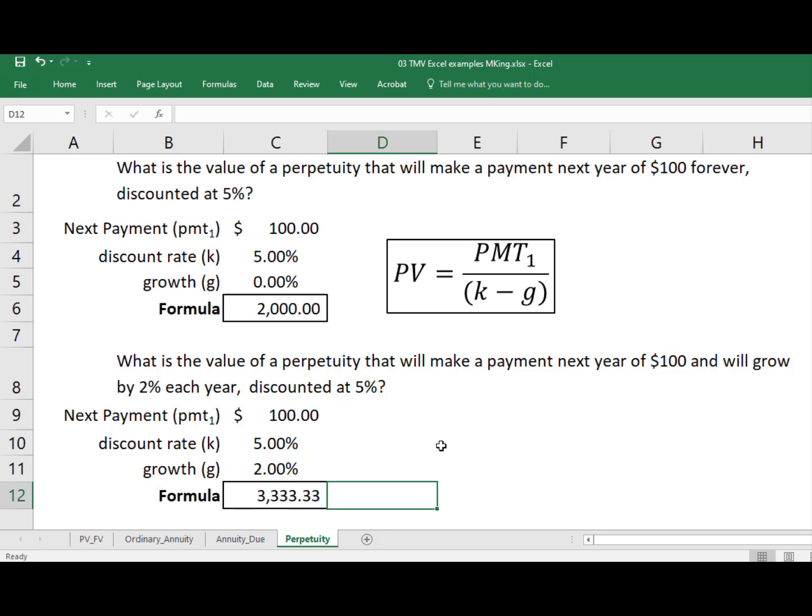$3,333. Notice that for the growing perpetuity, it is worth $1,333 more, which is because the payment is going to increase from $100 to $102, and so on going forward. As a result, the present value is going to be worth more.